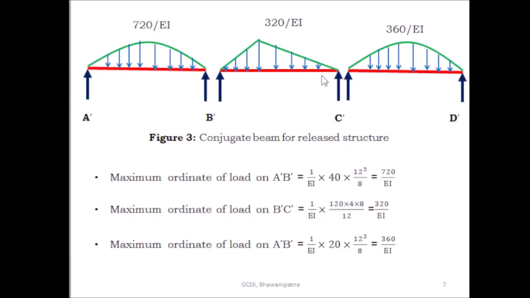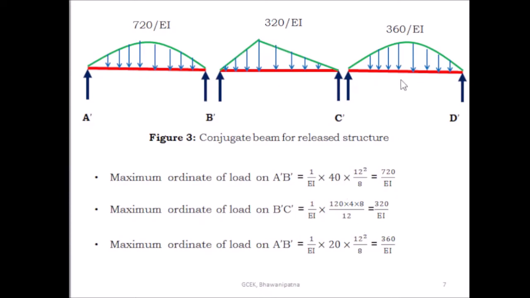And here the bending moment diagram is triangular. What is the moment here? It is W a b by L, where W is given as 120, a is 4, b is 8 and L is equal to 12. This is the moment at the loading point divided by EI, which is the loading for the conjugate beam. So this is equal to 320 by EI. The maximum ordinate of load on A dash B dash is equal to 720 by EI, and the maximum ordinate of load on B dash C dash is equal to 320 by EI.